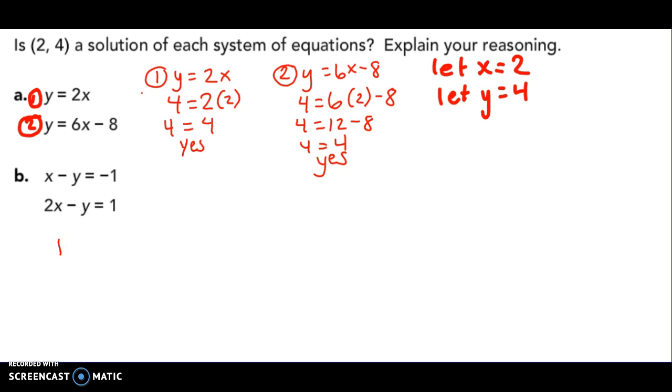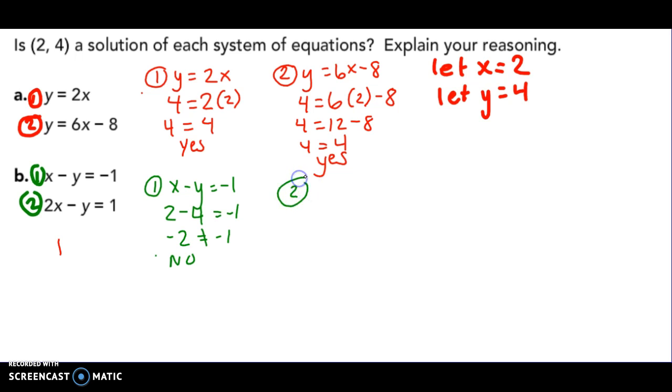Let's look at B. If we do B, 1 and 2, I'll do those in different colors. So remember, B for 1 says x minus y equals negative 1. We let x equal 2 minus my y value, which we let equal 4, and that needs to equal negative 1. Well, 2 minus 4 is negative 2, and that does not equal negative 1. So therefore, no, it's not a solution to that equation.